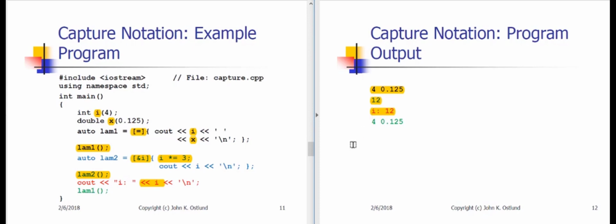Then, in this red cout statement, when I display the value of i I get 12. However, that doesn't affect what's going on in the lambda definition where I captured i by value, because when I captured i by value, the value I captured for i at that time was 4. So when I call lam1 again, I still get 4 for the value of i at the time that lam1 was defined, and 0.125 is the value of x.